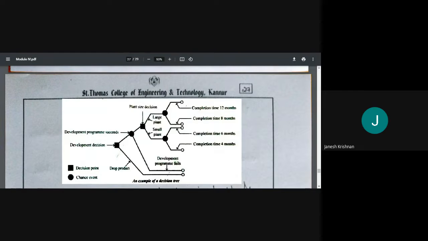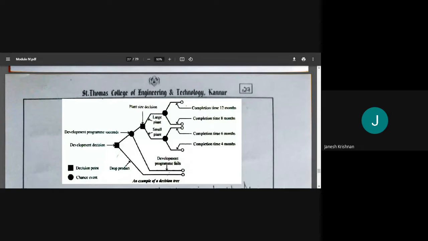So we have product success, product fails, large plant can be set up, small plant can be set up, in 4 months, in 8 months. What are the different alternatives available? It's clearly given. There are nodes and branches. Here you can see the square nodes are the decision nodes, and the circular nodes are the chance nodes. The development decision is the decision point. If the program succeeds, that's a chance event. If the program fails, what happens? Those are chance events. There is one more thing, called triangular nodes, that show us the endpoint, the final outcome.